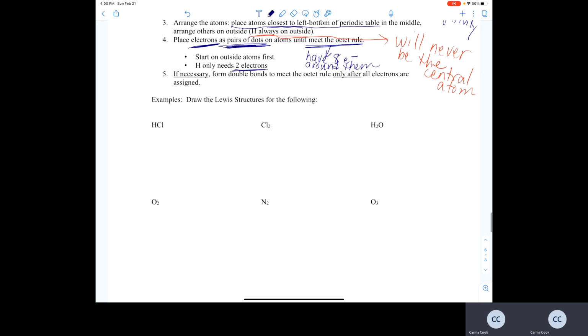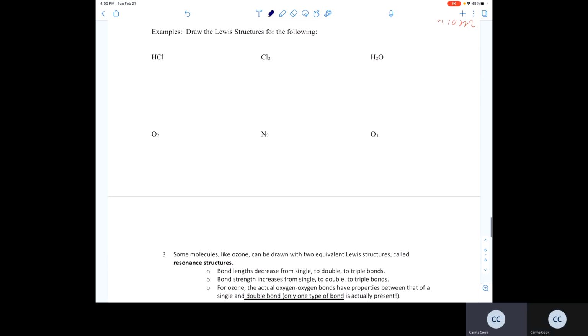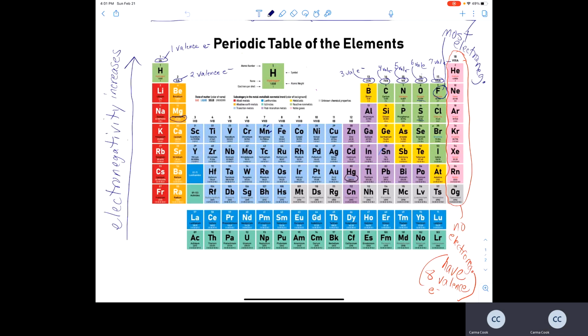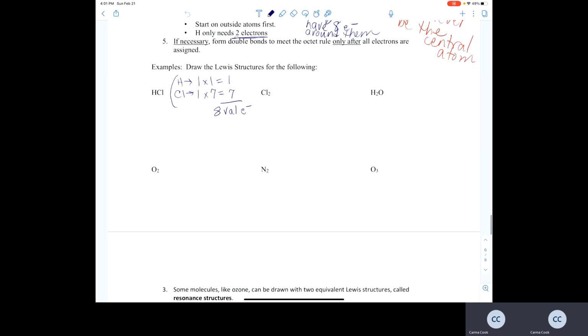So let's take a look at some molecules and get some practice in drawing Lewis structures. First, we have HCl. HCl is made of 1 hydrogen atom that's in group 1, so there's 1 valence electron. Chlorine, there's 1 of them in the formula, and it's in group 7, so it has 7 valence electrons. So HCl has a total of 8 valence electrons. Hydrogen in group 1A, 1 valence electron. Chlorine in group 7A, 7 valence electrons. 7 plus 1 is 8.